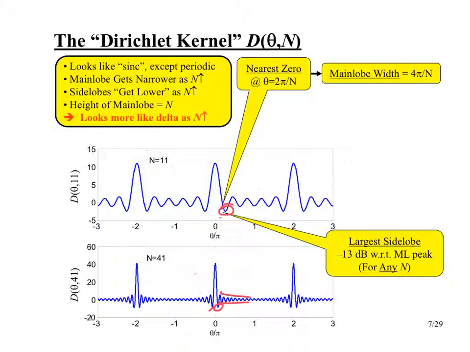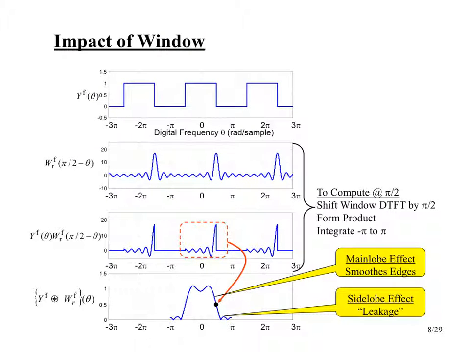We also know that this main lobe width, measured from the point where it crosses 0 to the point where it crosses 0, is 4 pi over n. So as n goes up, the main lobe width gets narrower, and the height of it gets bigger as well. All of these things tell us that as n gets bigger, we'll have less and less smearing from this Dirichlet kernel. So let's take a look at the impact of this on our processing.